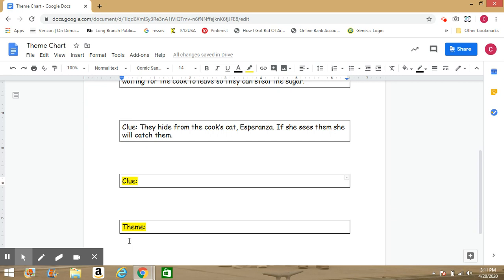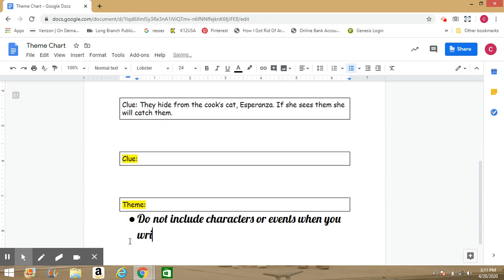Now, remember, when you write a theme, you do not include characters or events, okay? Because the theme is a lesson learned. It's something that you want to be able to apply to other stories. So if you're talking about the Country Mouse and the City Mouse, when you're writing down your theme, that's not going to be something that you can apply to another story. You want to think about, what lesson did you learn?